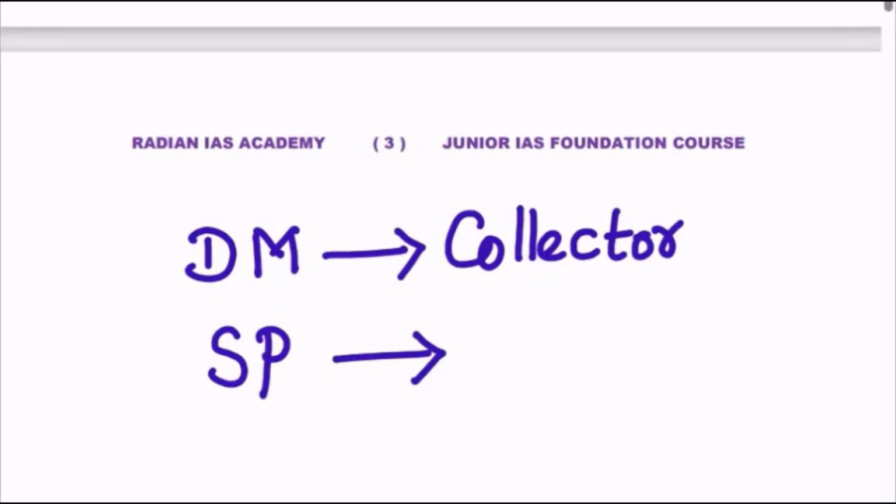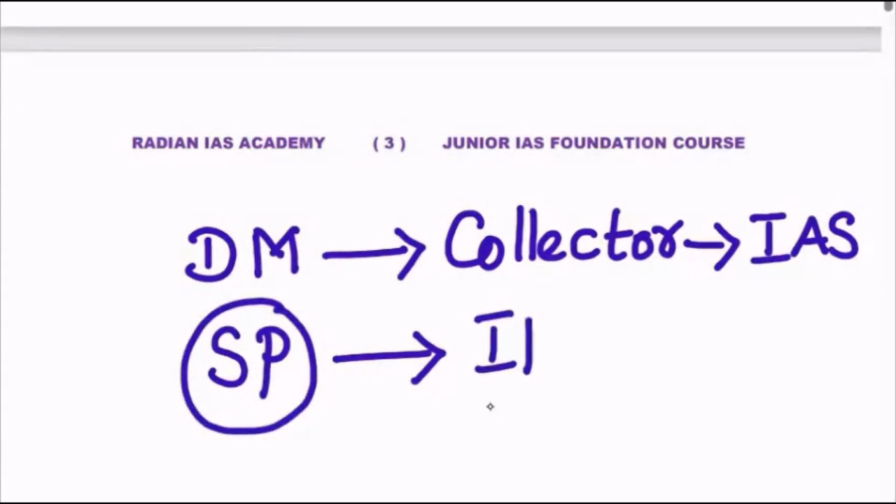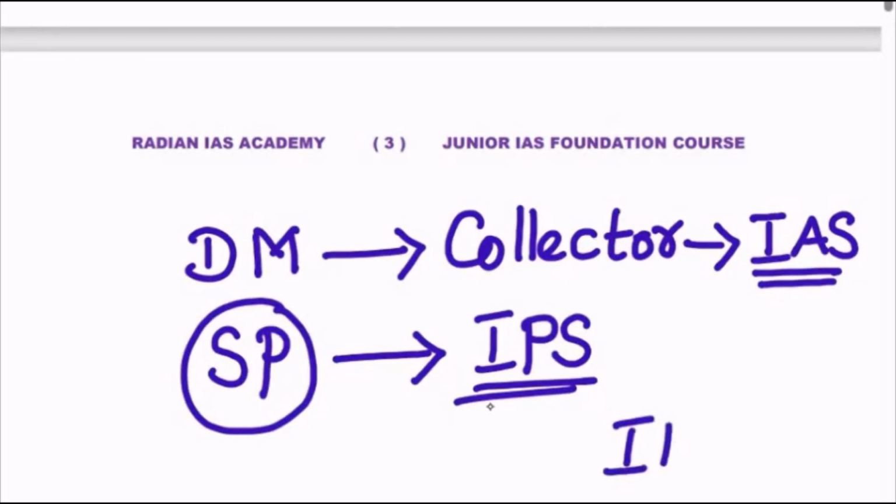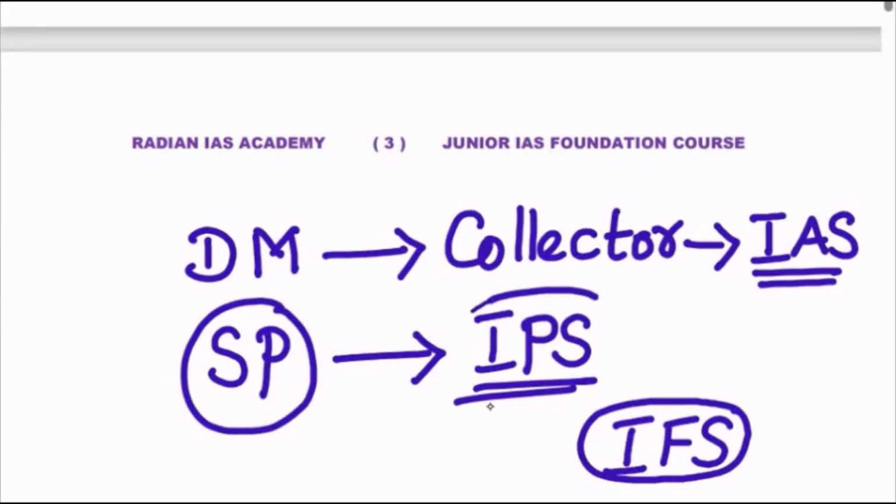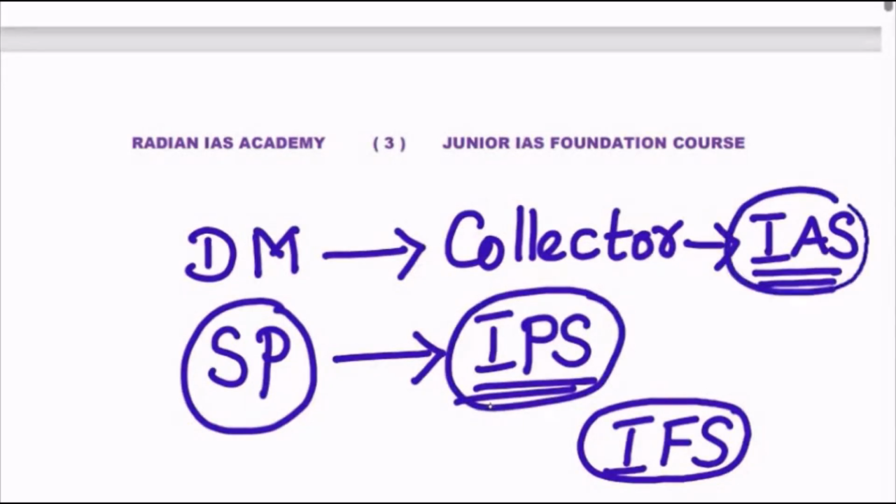What does SP stand for? Superintendent of Police. So the collector belongs to the service of IAS, Indian Administrative Service. The SP belongs to IPS, Indian Police Service. Together with another service, with a separate examination, this is called IFS. In IFS, the F stands for Indian Forest Service. In India, only these three services are called All India Services.